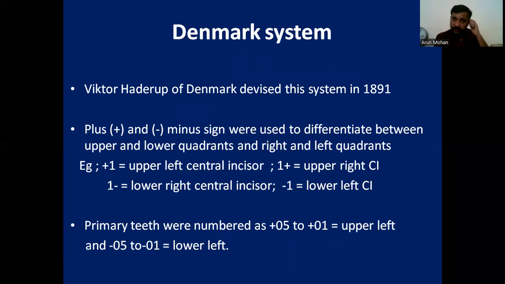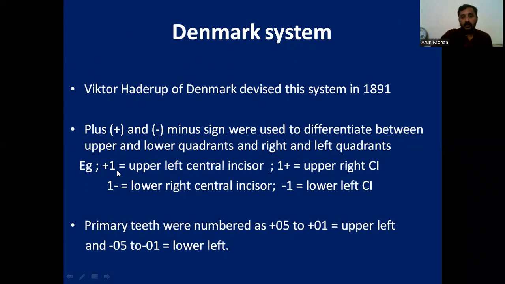Finally, we just have to mention the Denmark system, which is not much used recently. It only has a historical purpose anymore, but it was one of the first attempts at nomenclature of teeth, made by Victor Hagerup of Denmark, who devised this system in 1891. According to this system, again the teeth were numbered from 1 to 8 for permanent teeth, and 1 to 5 for primary teeth. The symbols plus and minus were used for maxillary and mandibular teeth respectively. Maxillary teeth were denoted by the symbol plus, and mandibular teeth with the symbol minus.